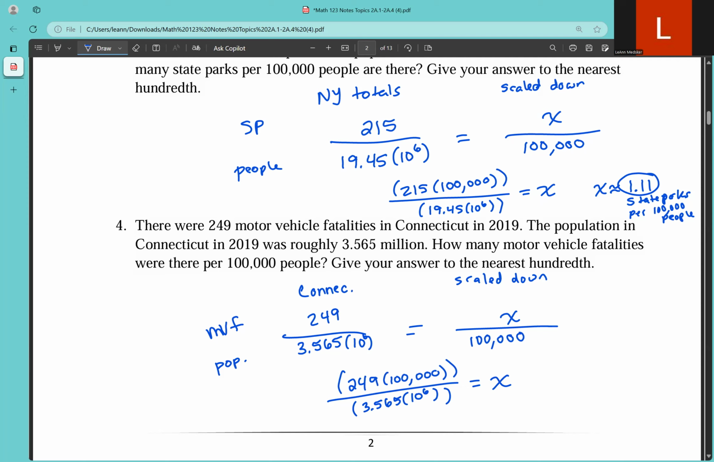When I worked that out on my calculator, I got a total of, hang on, it's still calculating. Rounding to the nearest hundredth again, about 6.98. So that would be motor vehicle fatalities per 100,000 people.